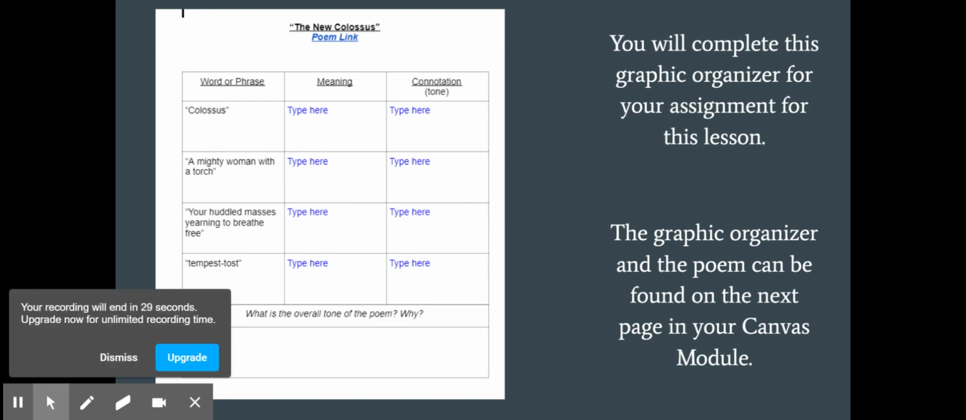It looks just like our last one. And the graphic organizer and the poem can be found on the next page in your Canvas module. So go ahead and head on over there when you are ready.